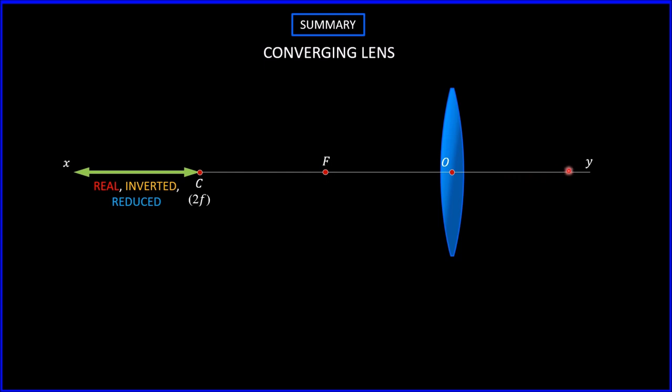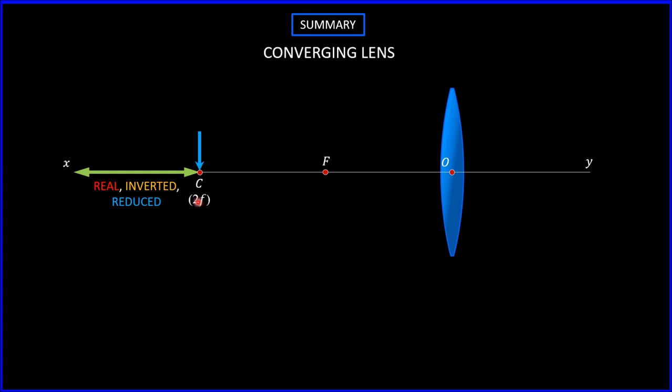The distance from the image to the lens is greater than zero. Inverted: the object and the image are in opposite directions. Reduced: the image is smaller than the object.